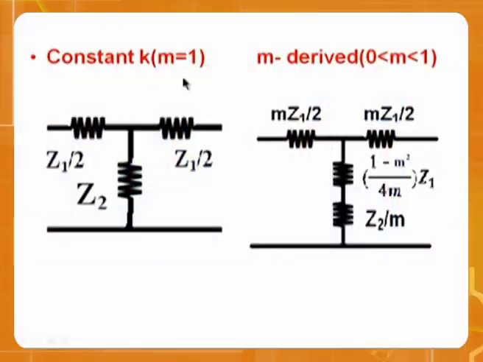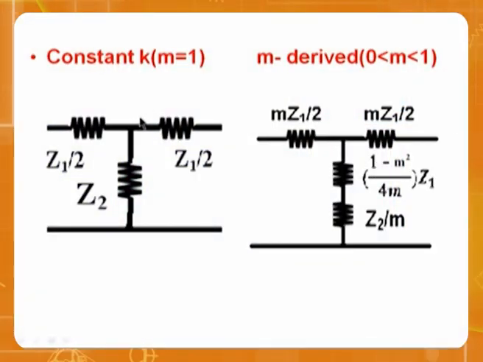Now look at here. As I said, M is equal to 1, this is M from 0 to 1. Can you please observe, whenever you have a doubt, the best way to cross check your M derived filter is to put M is equal to 1, and it should become constant K. MZ1 by 2 will become Z1 by 2 and 1 minus M square becomes 0. When M is equal to 1, 1 minus 1 is 0. That means this is disappearing. Z2 by M becomes Z2 by 1. So when I put M is equal to 1, please remember the M derived filter becomes constant K.